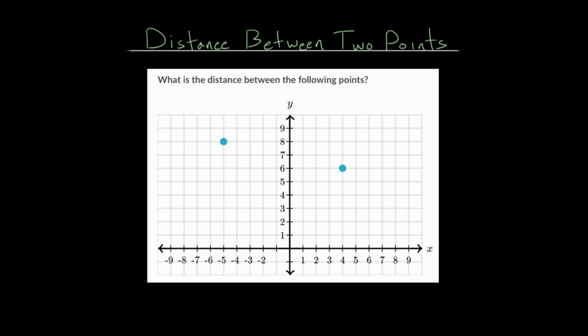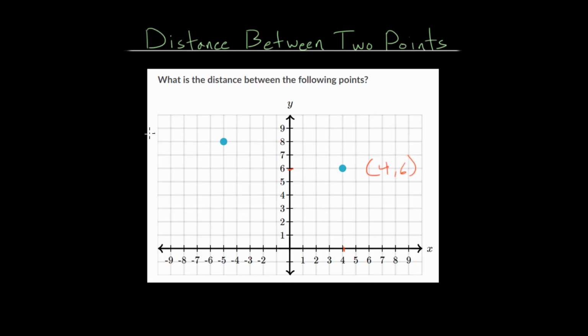In this video, I'd like to talk about finding the distance between 2 points on the coordinate plane. So we have these 2 points and we need to figure out how far apart they are. So let's first start by just labeling these points. Notice the x value here is 4 and its y value is 6.